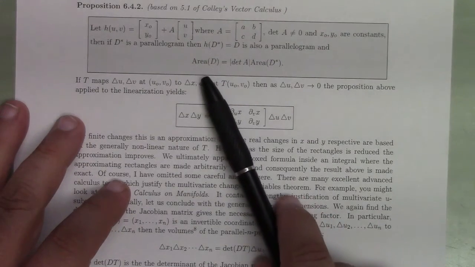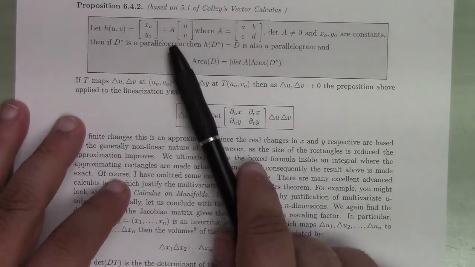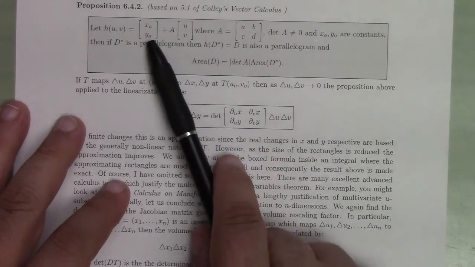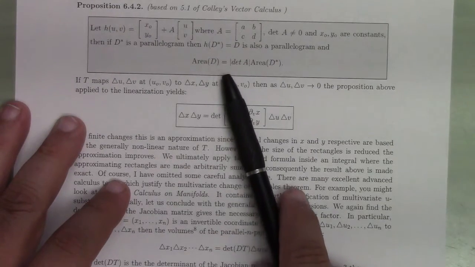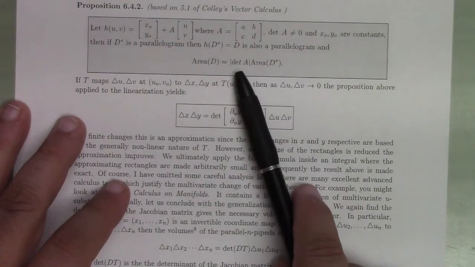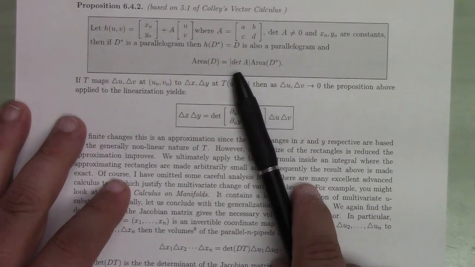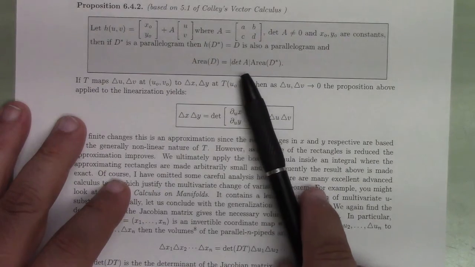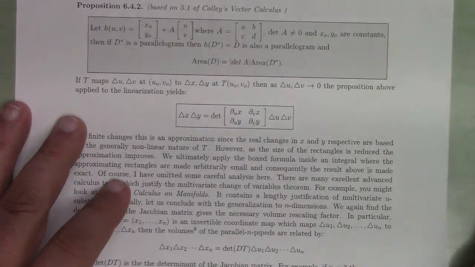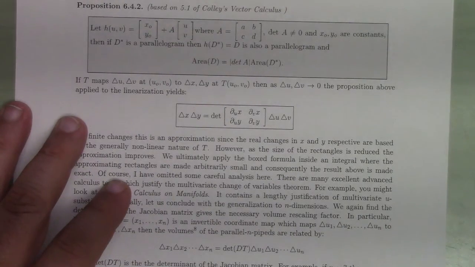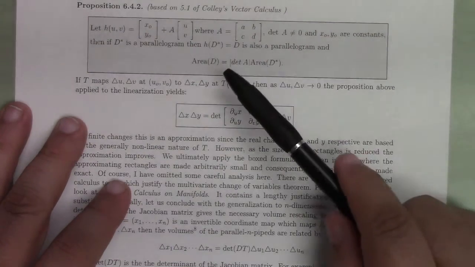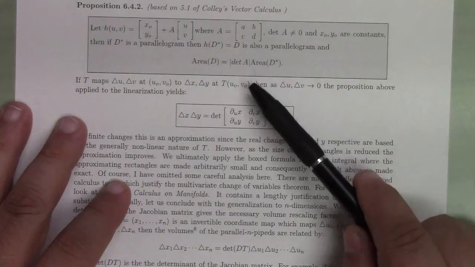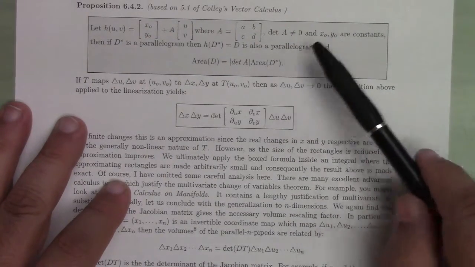Anyway, essentially this is the result. If you have a parallelogram and you map it under a linear transformation, actually this is an affine transformation because there's a shift by a constant, then the area of the transformed region is the determinant of the transformation times the area of the original. Let's see here, good grief, I've lost track of which is which. D star is not the transform; D is the transform. The area of the transformed parallelogram is the determinant of the transformation times the area of the original parallelogram.